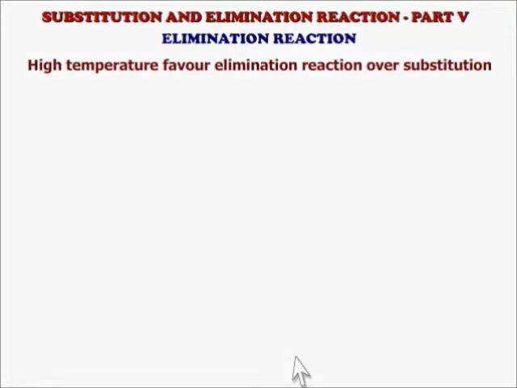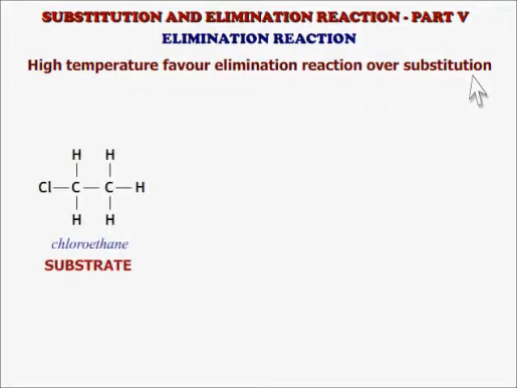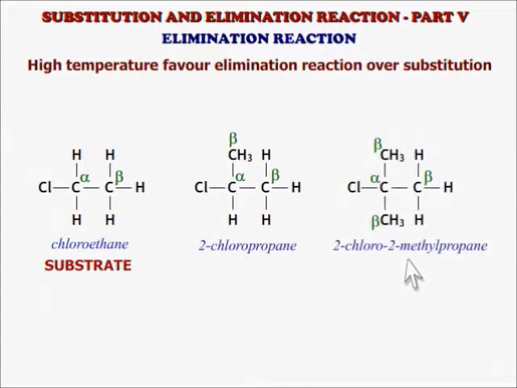In this part, I'm going to explain elimination reaction. High temperature favors elimination over substitution. In elimination reaction, the substrate should have at least two carbon atoms. The carbon to which the halogen or the leaving group is attached is called alpha carbon, and the carbon directly attached to the alpha carbon is called the beta carbon. The alpha carbon may be attached to 1, 2, or 3 beta carbons.